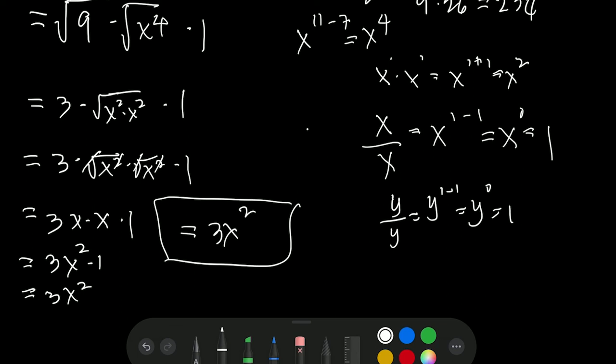So that's it. So mao na siya ang pag-simplify sa radical expressions using the quotient rule.